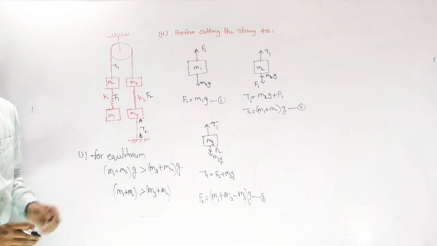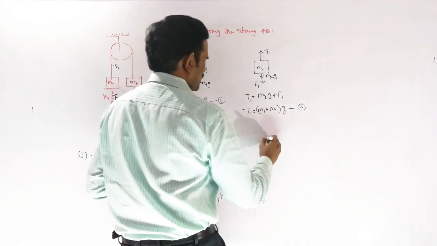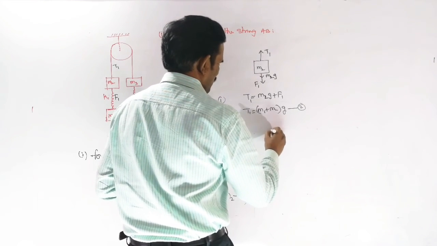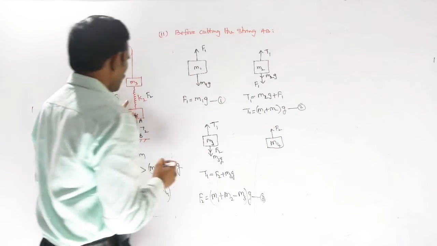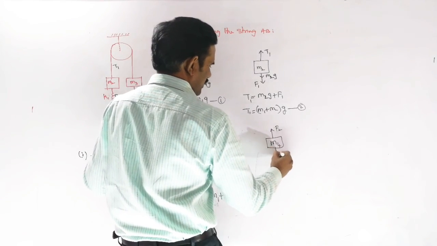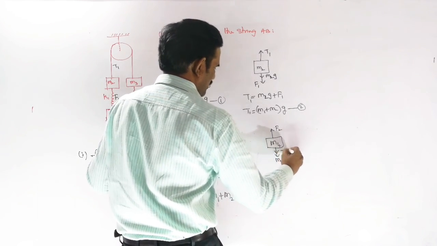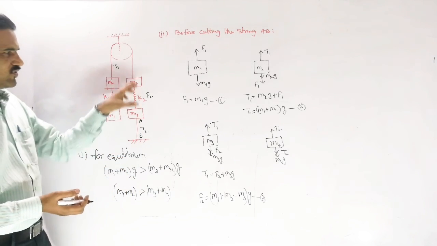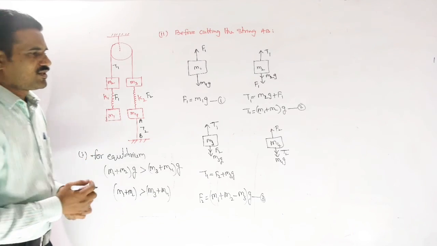And then let us take the FBD of this fourth block. The FBD of this M4: the spring force F2 is acting in the upward direction here. And then there is M4G and the tension T2, as this string will also be there. As we are considering that the weight of this block is greater than the weight of these two blocks, there will be some tension here. The tension will be there in this string.